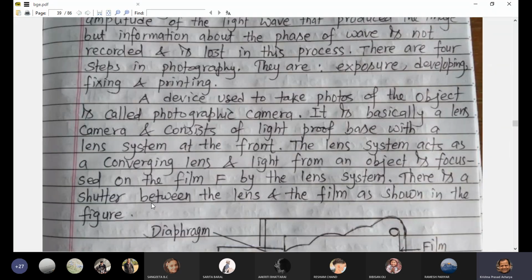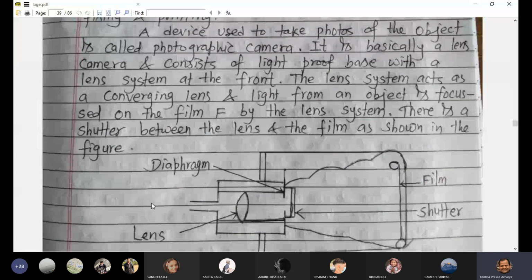And to take a photo of an object, we use an instrument, and that instrument is called photographic camera. And here we are discussing basically a lens camera, which consists of a light-proof base. Light-proof base. भनेको त्यहाँबाट त्यो बेसबाट लाइट जाँदैन, with a lens system at the front.